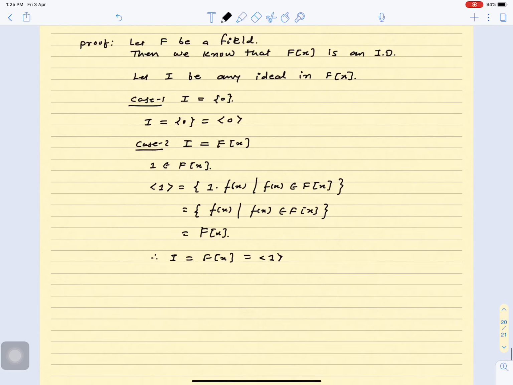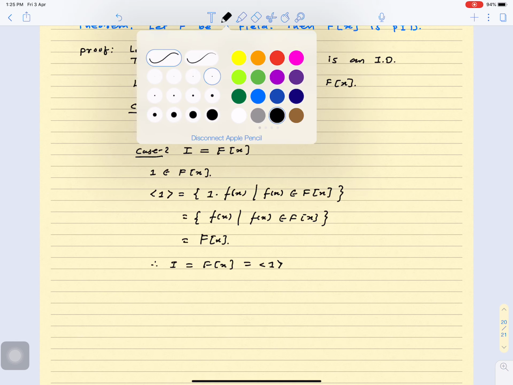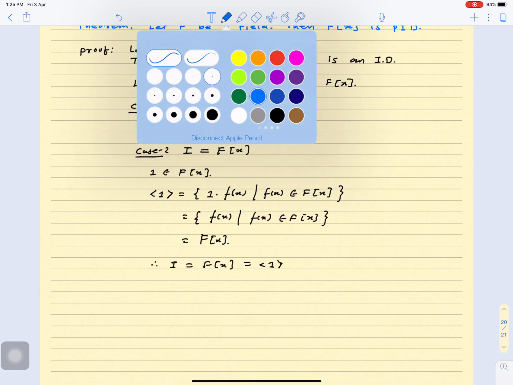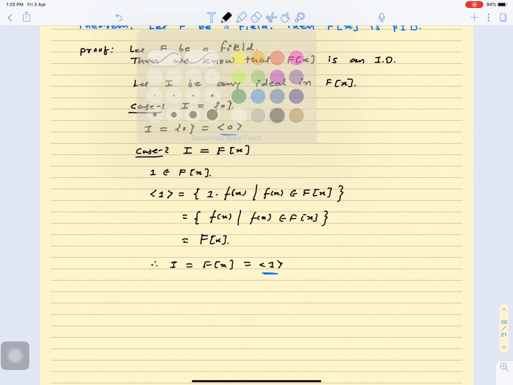So if you consider I is any ideal in F[x], and if I is {0} or I is equal to F[x], then it is generated by a single element, 0 and 1 respectively.